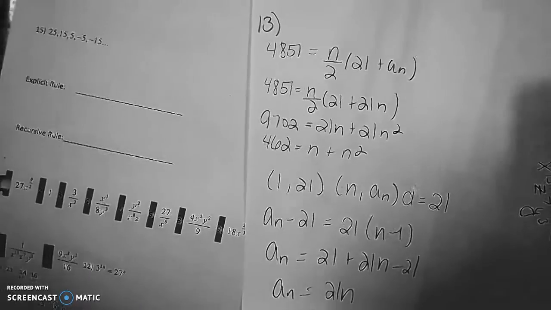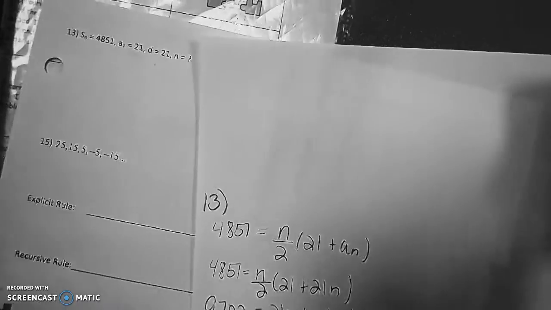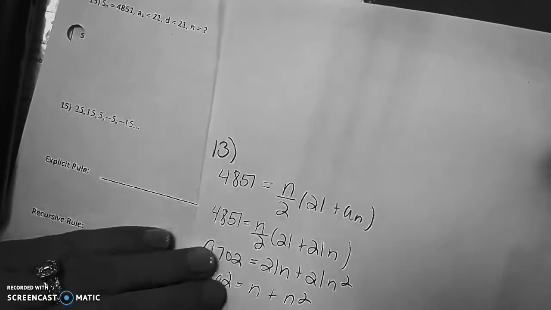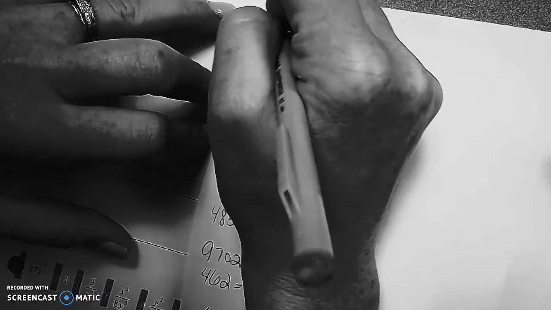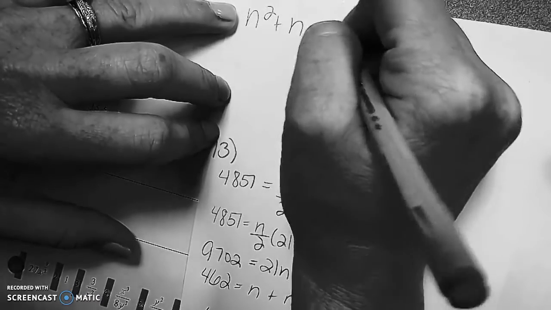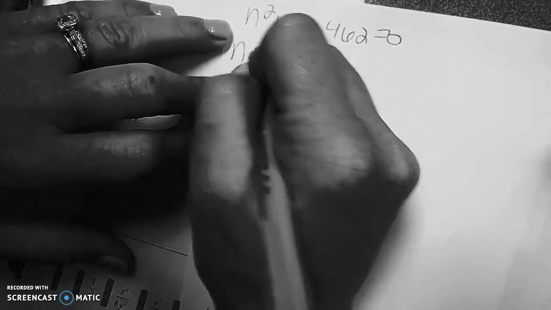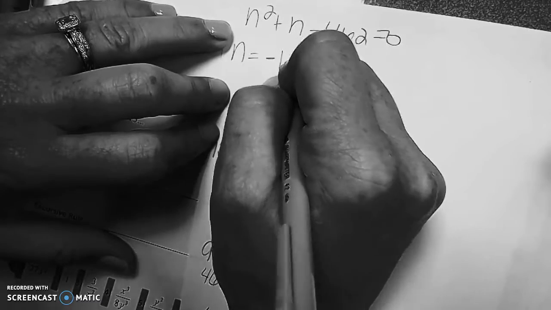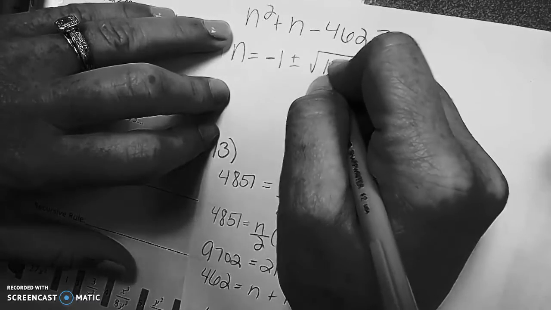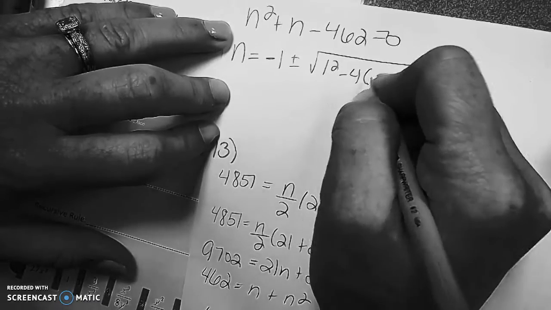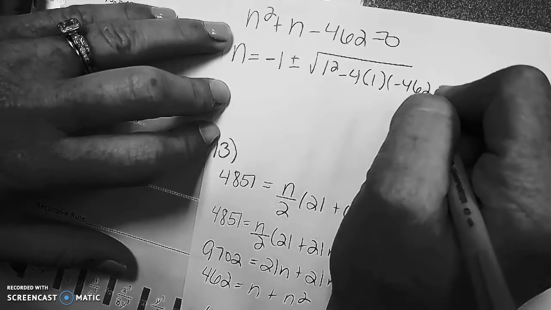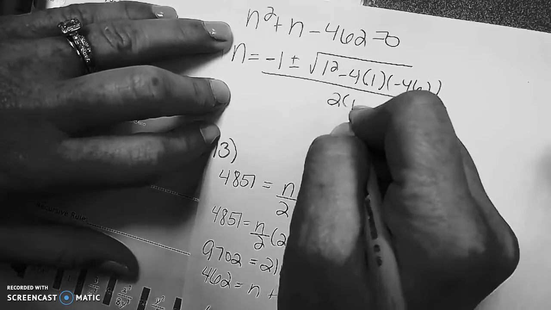I'm out of room. Now let's see here. I'm going to come up here. I'm going to take that quadratic and set it equal to 0. And to solve a quadratic, I can use the quadratic formula. So n will equal negative b plus or minus the square root of b squared minus 4 times a times c, all over 2 times 1.